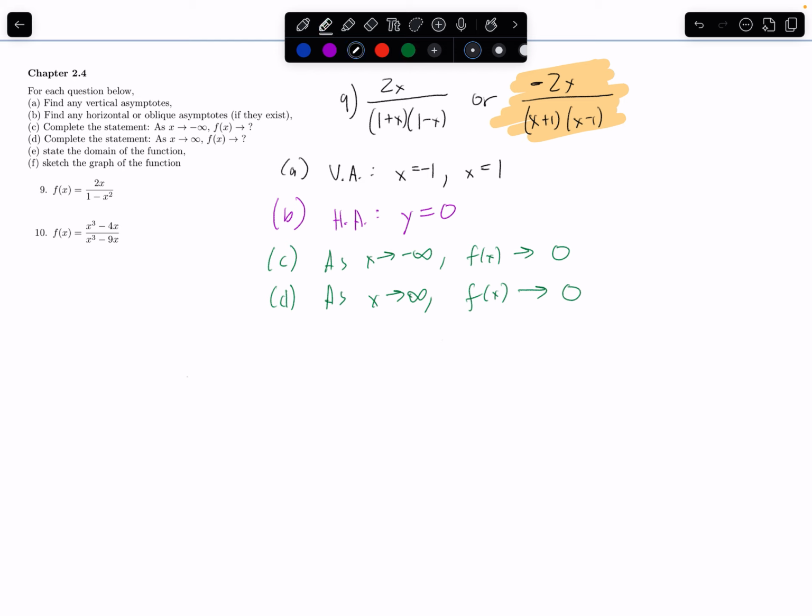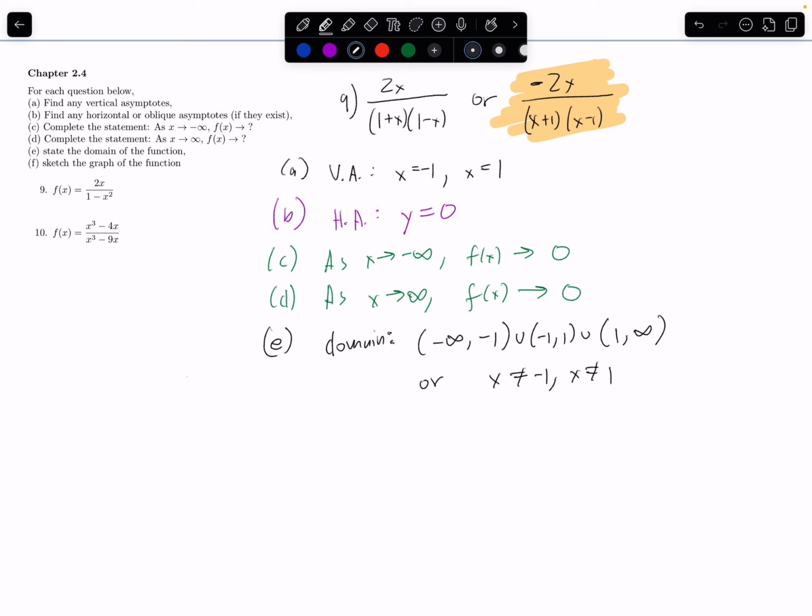Okay, moving on to letter E. State the domain of the function. Okay, easy. Domain. It's everywhere that you're defined, and it's going to be everywhere except where you have those vertical asymptotes in our case. We don't have any removable discontinuities because there are no instances where the top and bottom share a 0. So that means our domain is everything from negative infinity up until you hit that first negative 1, and then union from negative 1 to positive 1, and then again from positive 1 to infinity. Or alternatively, you can just say x cannot be negative 1, x cannot be positive 1, and everywhere else is okay. So these are two different ways to represent the same thing.